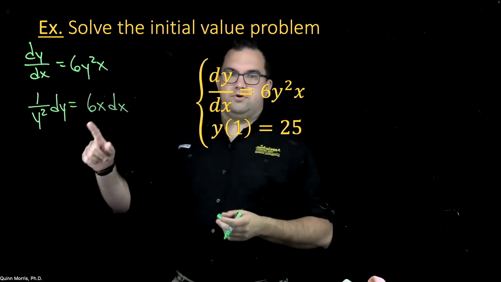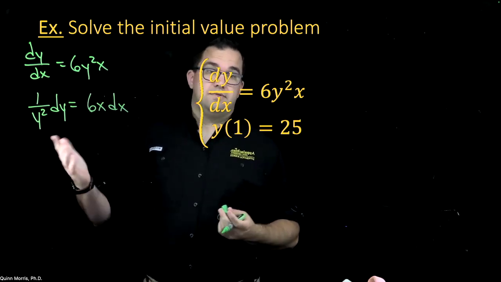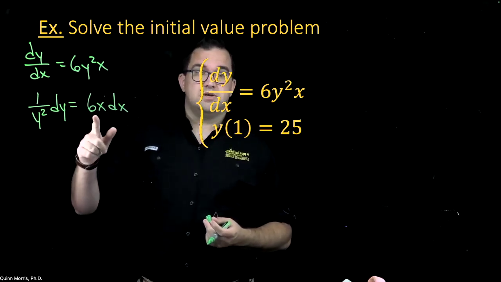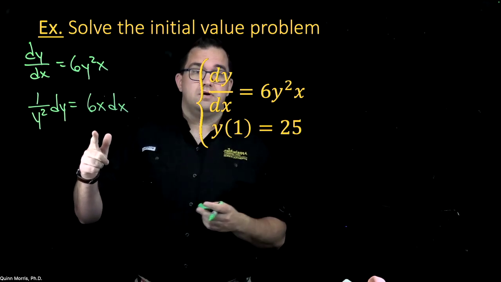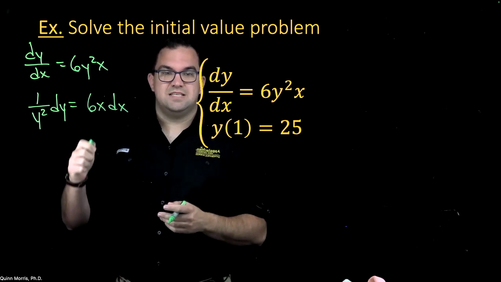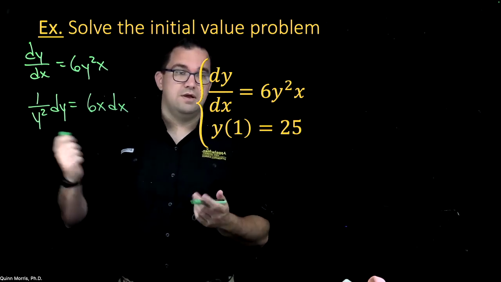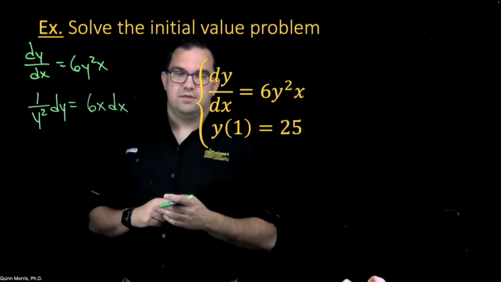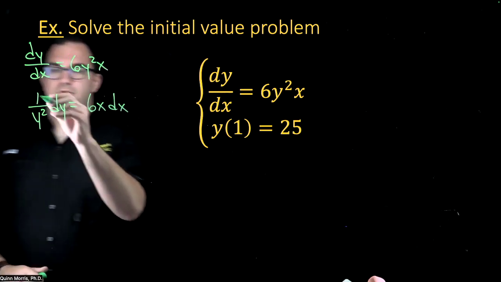Now, you might wonder, why didn't you bring the 6 over? I could. There's nothing wrong with bringing the 6 over. I just chose to leave it here. Constants, it doesn't matter what side you put them on. I'm going to leave the 6 here as opposed to moving it over and having a factor of 1/6 on the other side. Now I'm going to integrate.